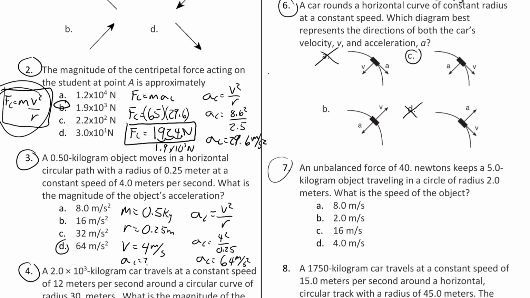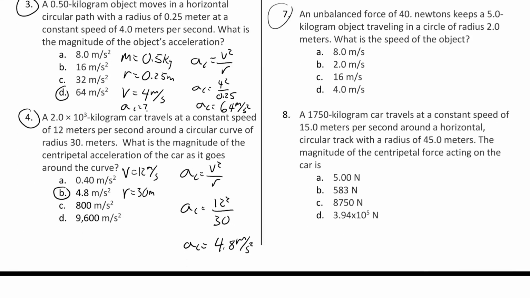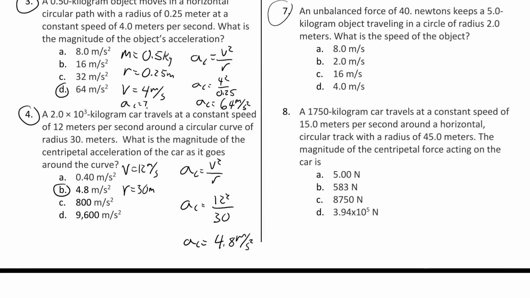All right, number 7. An unbalanced force of 40 newtons keeps a 5 kilogram object traveling in a circle of radius 2 meters. What is the speed of the object? Interesting. So the force is 40 newtons. The mass is 5 kilograms. The radius is 2 meters. They're looking for the speed, or the tangential velocity, of the object.